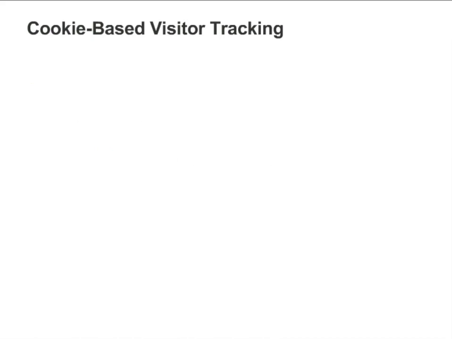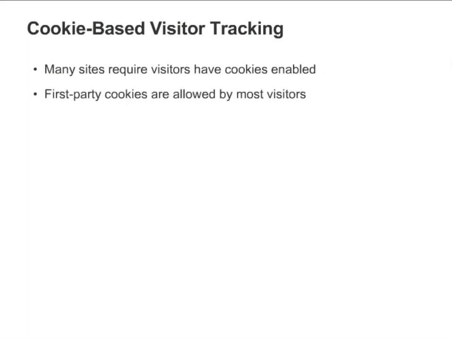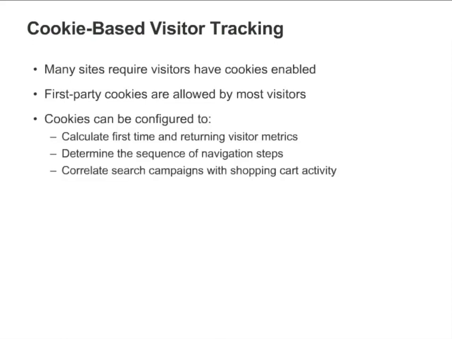While it's impossible to determine the exact number of web visitors who have cookies enabled or disabled, available statistics suggest that the vast majority of visitors enable cookies. Many kinds of sites require that visitors have cookies enabled. For example, you need to have cookies enabled in order to log in to many online shopping carts and to use webmail. First-party cookies, which are the kind used for Google Analytics, are allowed by a majority of visitors. Cookie tracking makes it possible to correlate shopping cart transactions with search campaign information and perform other visitor analysis.